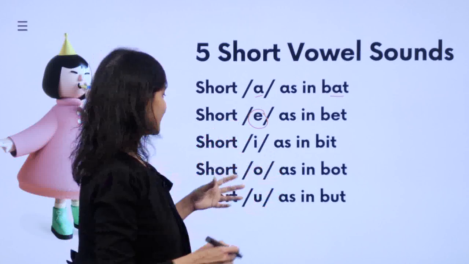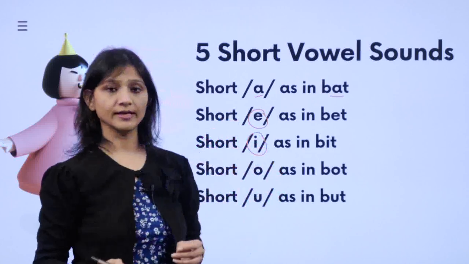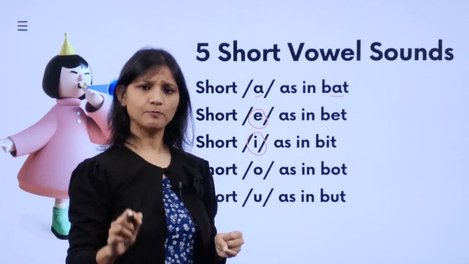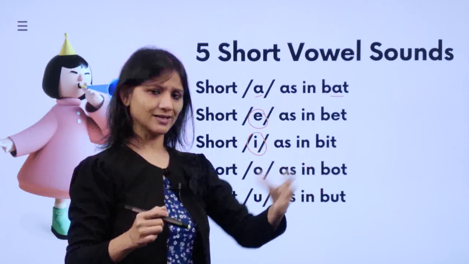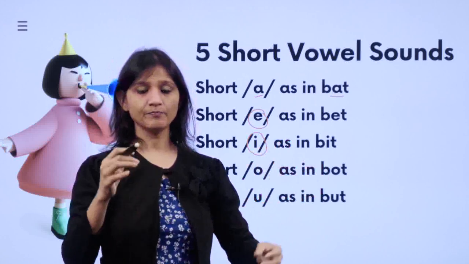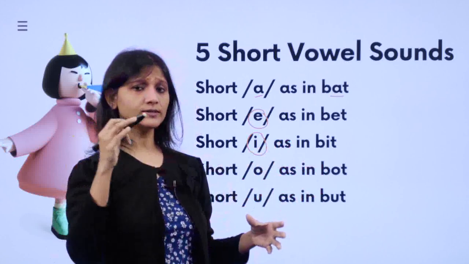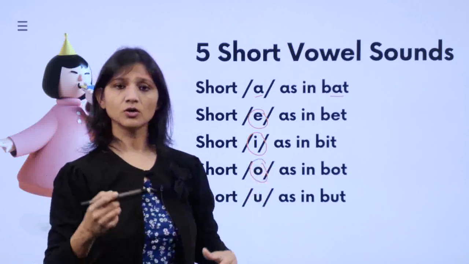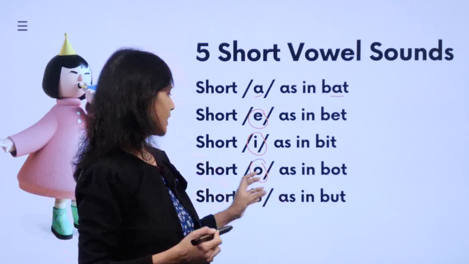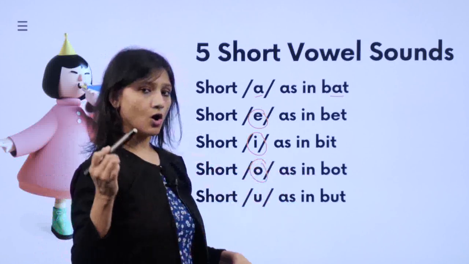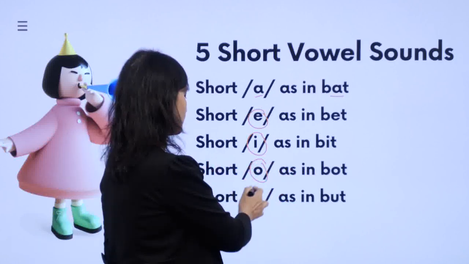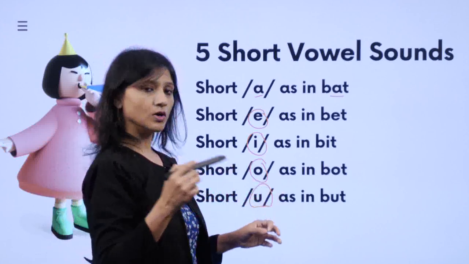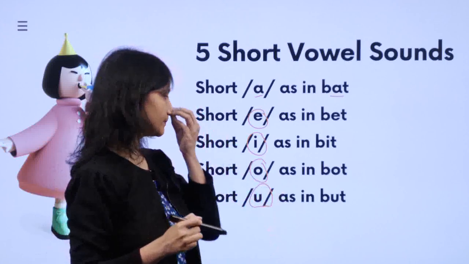Then I. We had seen the short sound of I is E. So, bit, lit, sit, ink pot. Okay? Igloo. Either it starts with I or in between there is I. But every time the sound is E, short sound. Then short sound of O. O. Bot, lot, got, sought. Okay? So, the sound is O. Orange. Then the short sound of U. We have seen this. But. Okay? But. U. Umbrella. Okay?